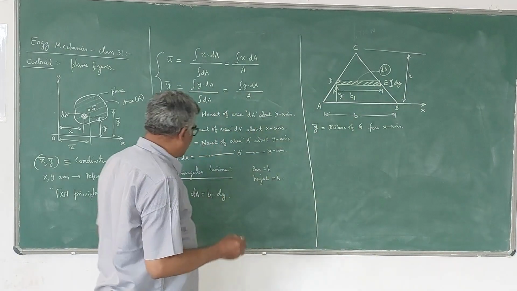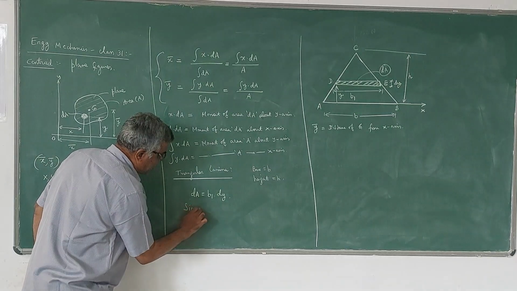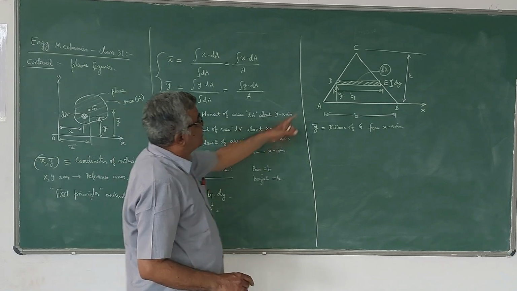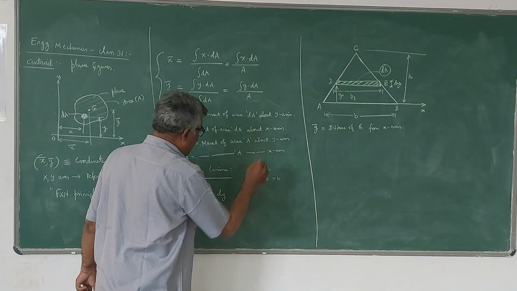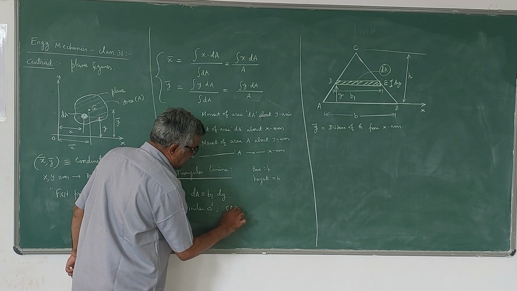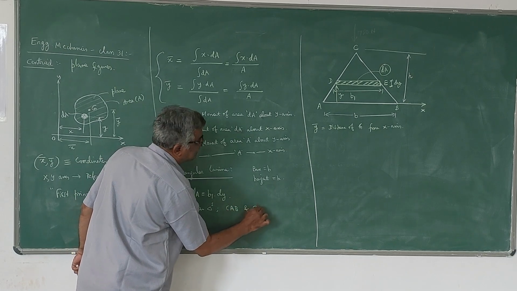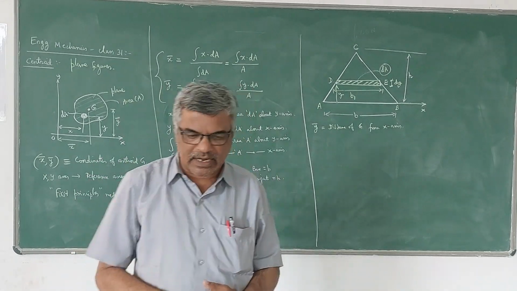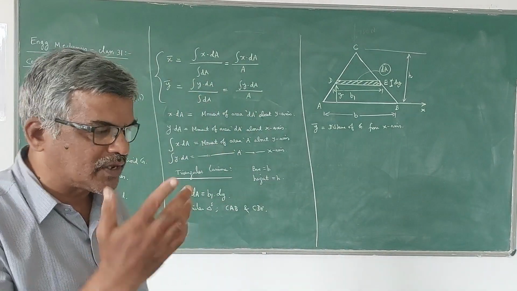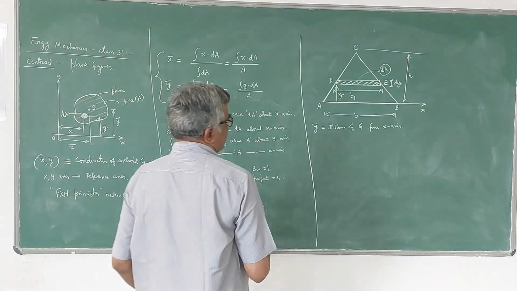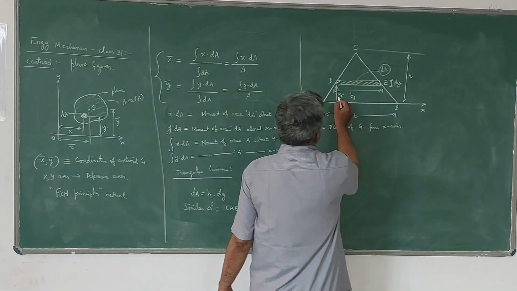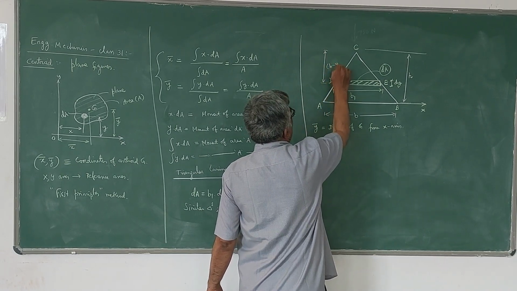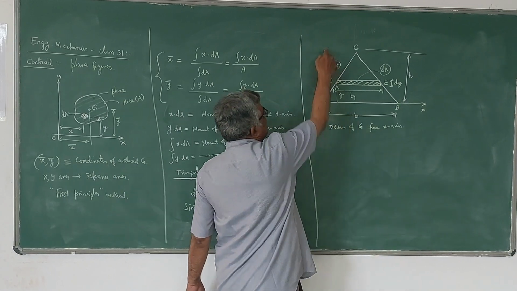Now we have to use the similar triangle principle. Similar triangles means you can see here CAB and CDE, these two are similar triangles. So by the property of similar triangles, the respective sides are proportional to each other. Since this distance is y, this distance becomes h minus y, because the total altitude is h.